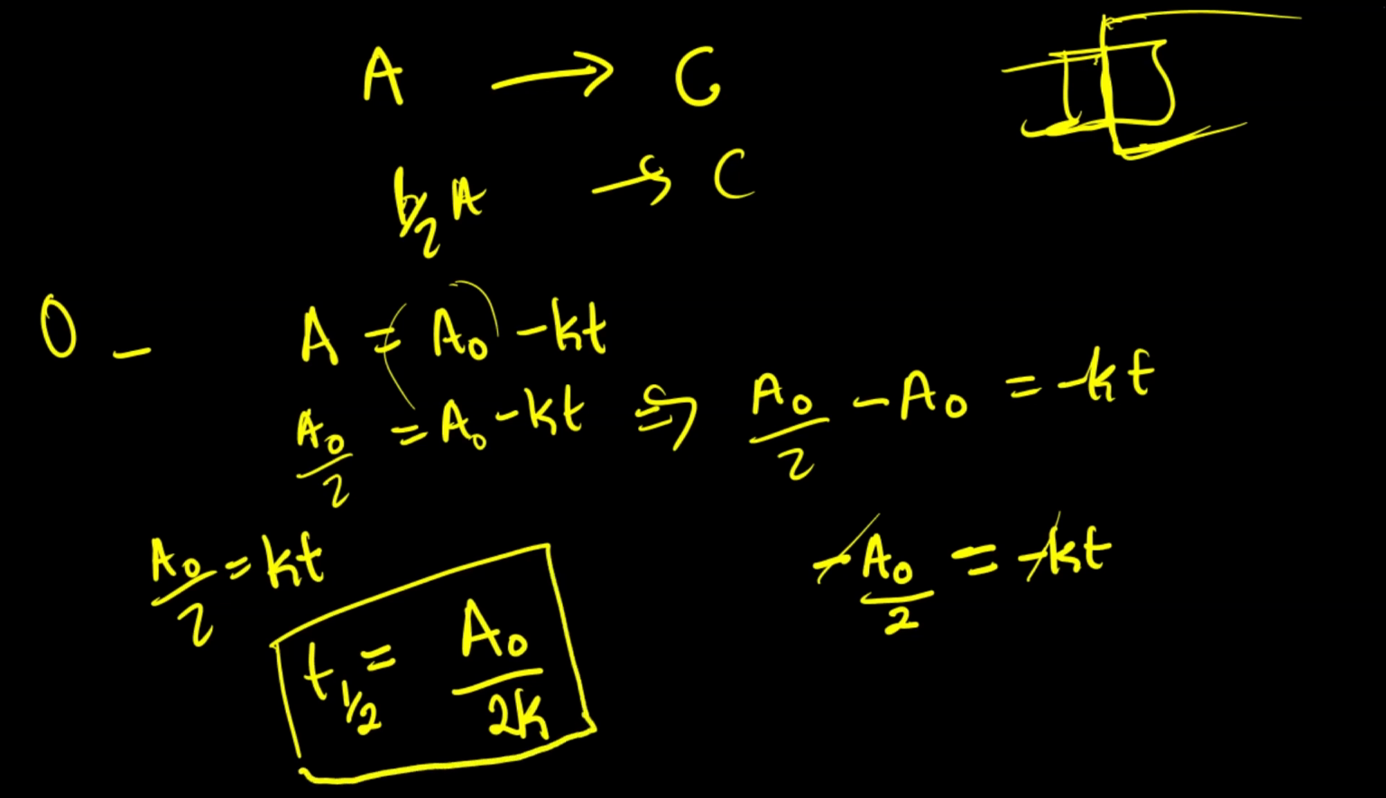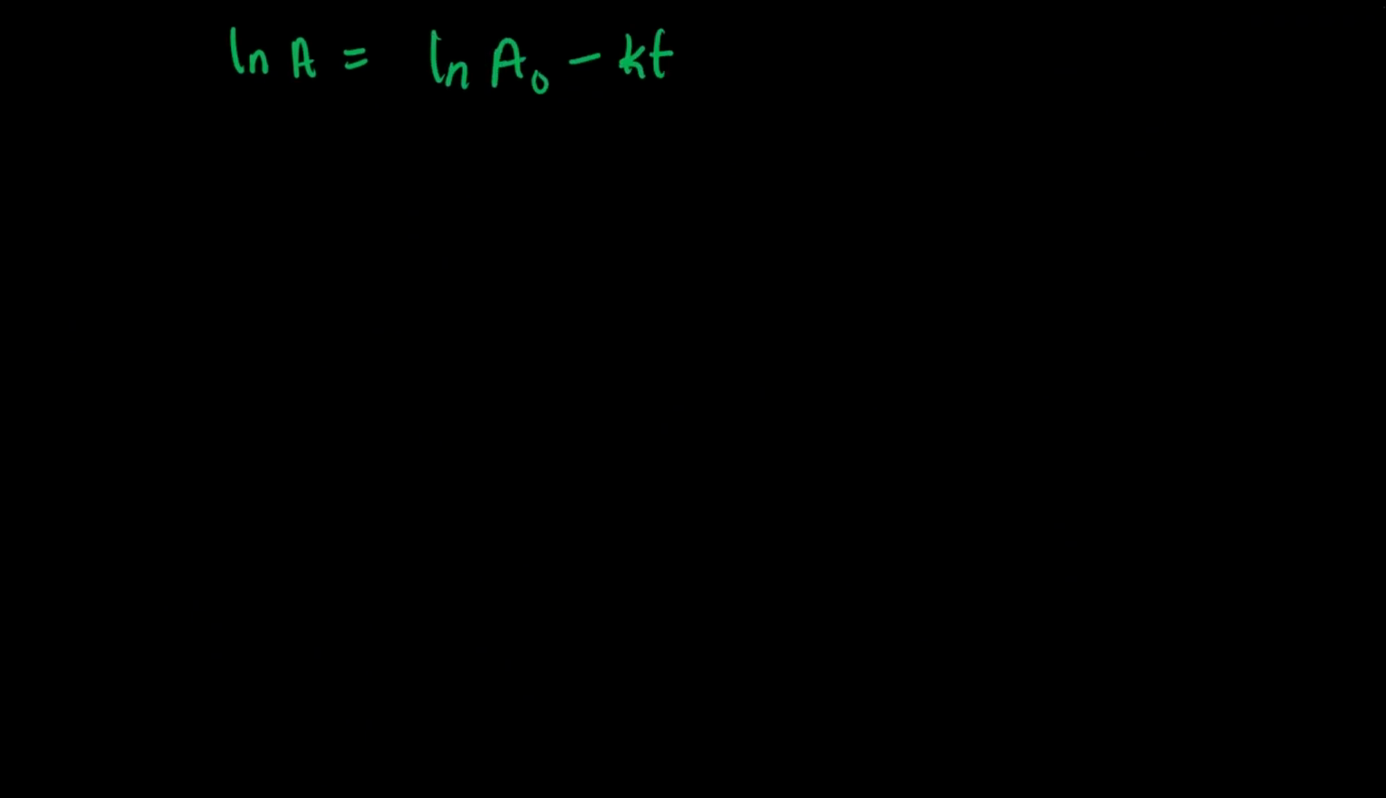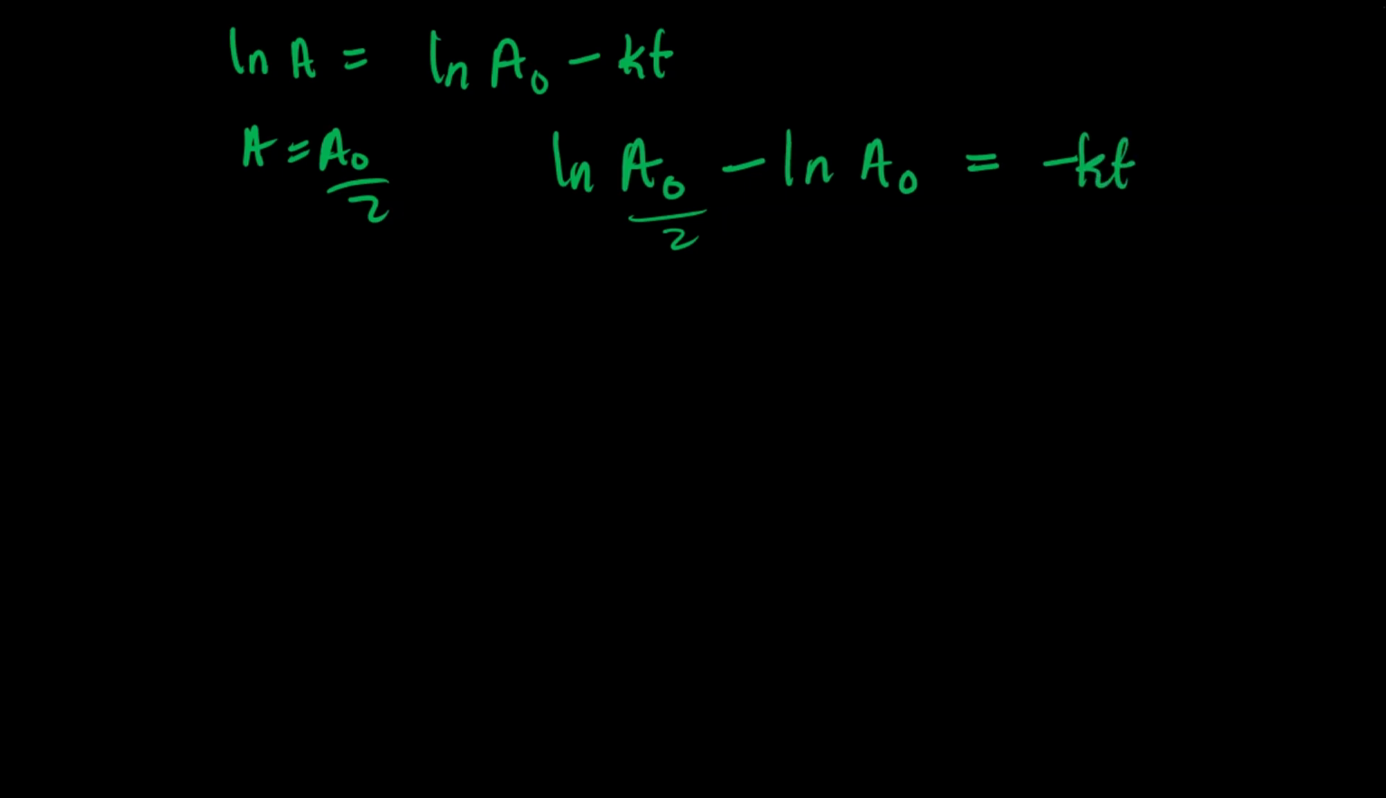This time is the half-life for a zero order reaction. It's good for us to take note of this. For the first order reaction, we have ln of A equal to ln of A naught minus KT. And as we earlier explained, A is equal to A naught divided by 2. The final amount is A naught divided by 2. So here we would have that the ln of A naught divided by 2 minus the ln of A naught is equal to negative KT.